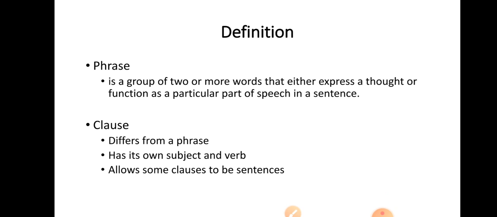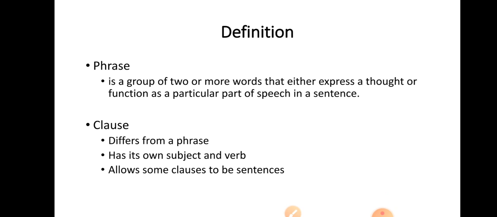Phrase is a group of two or more words that either express a thought or function as a particular part of speech in a sentence. Phrase is nothing but a group of words. That's how we can remember, which is a part of a sentence. It may give a meaning, but we cannot call it a complete sentence. Phrase is part of a sentence, but not a complete sentence.